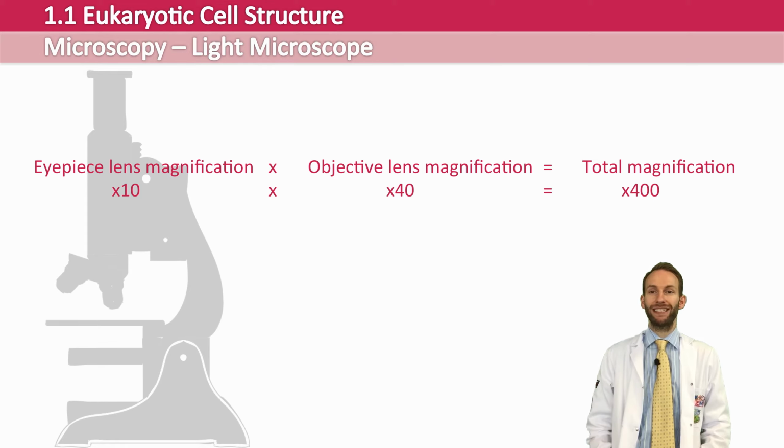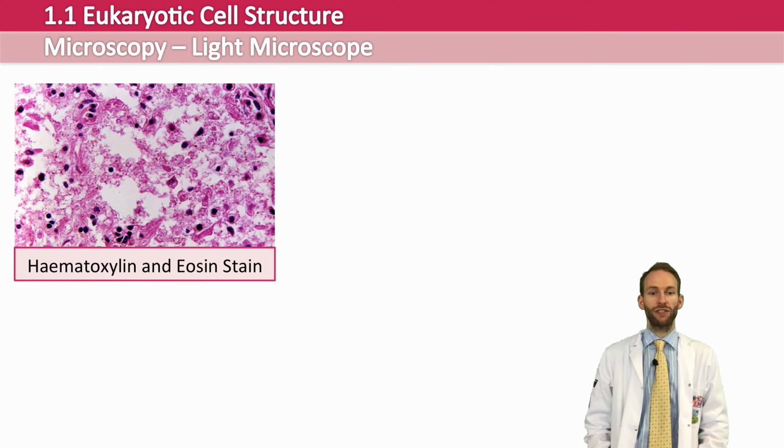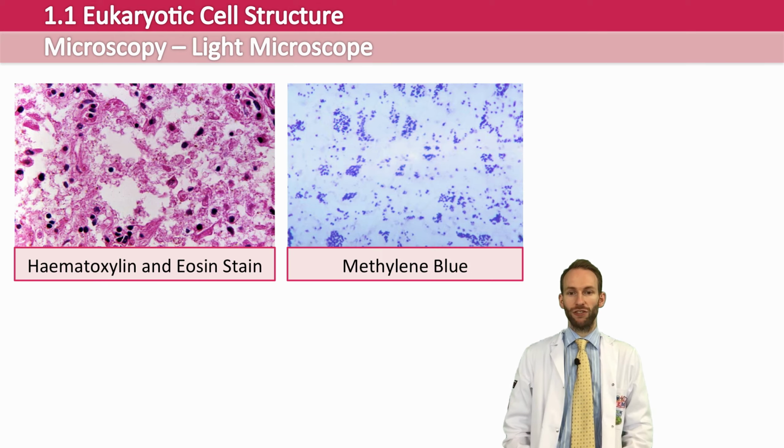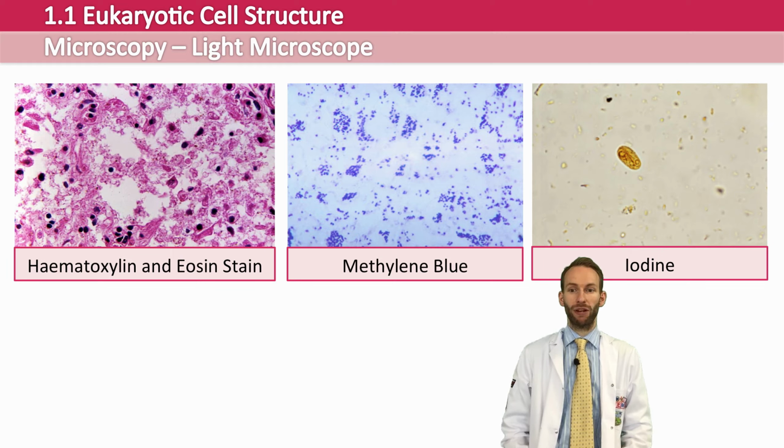And also you may need to stain the slide so that certain structures are easier to see. For example, hematoxylin and eosin stain is used to stain the nuclei pink and the cytoplasm of certain cells. Methylene blue stains nuclei blue in animal cells, and iodine is a common stain used to stain plant cells.